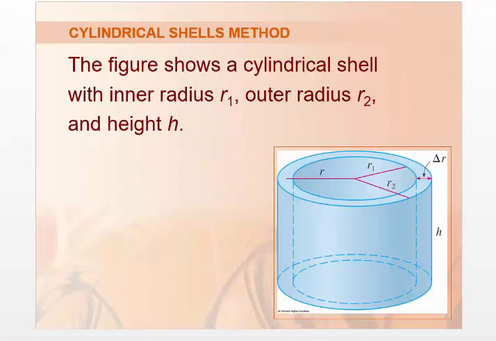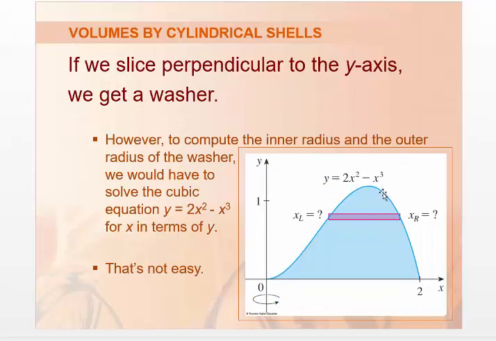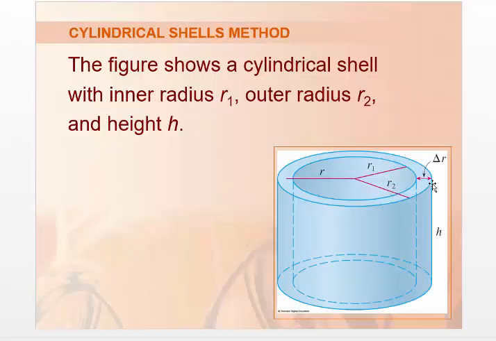Let me walk us through this. The figure below shows this cylindrical shell. It's a cylinder, and I have two radii. I have R1, which is the inner radius here, and R2, which is the outer radius. If you think back to here, I'm going to have a perpendicular rectangle, with an outer radius and an inner radius. We're going to call the difference between the two delta R, and we have the height of the rectangle.